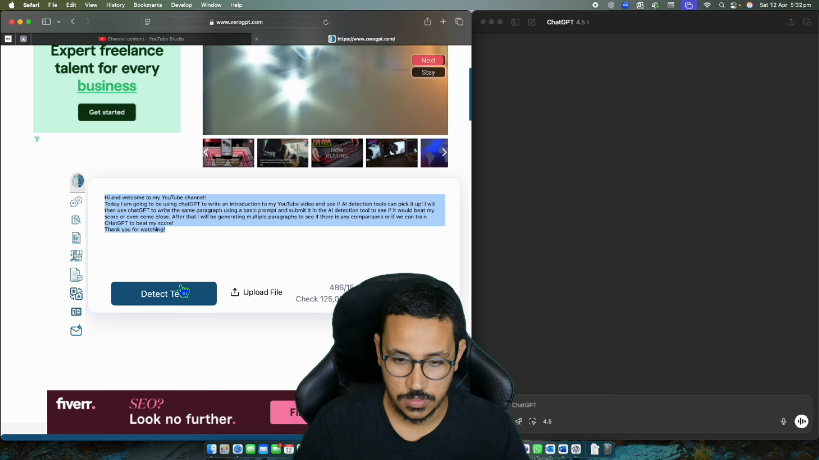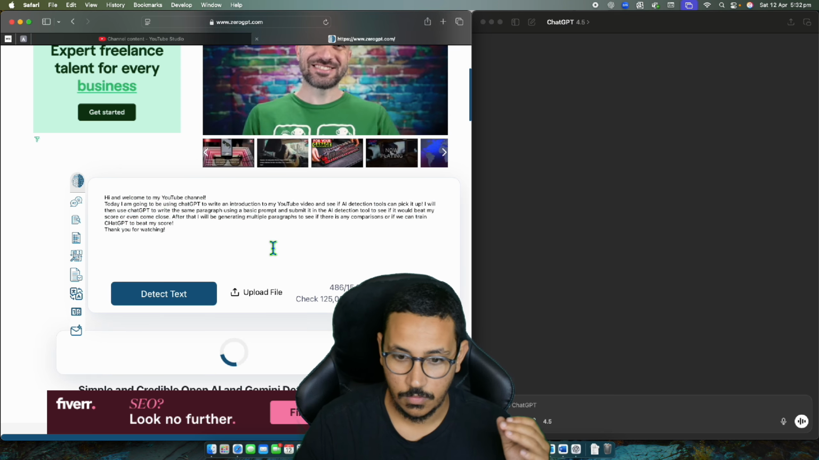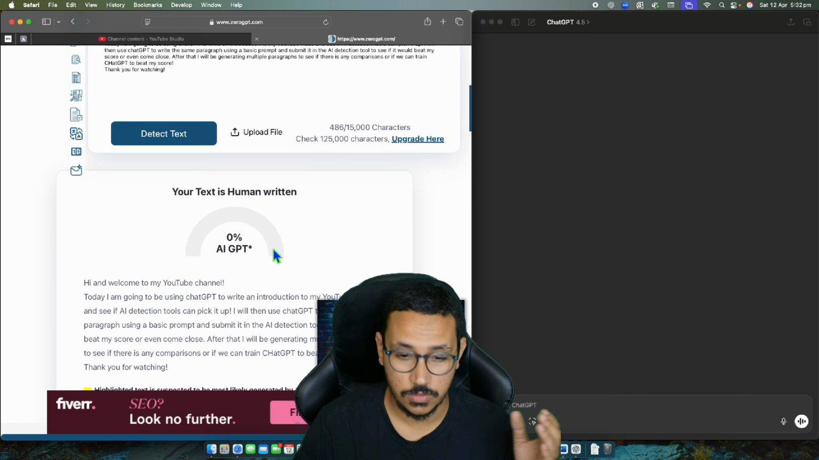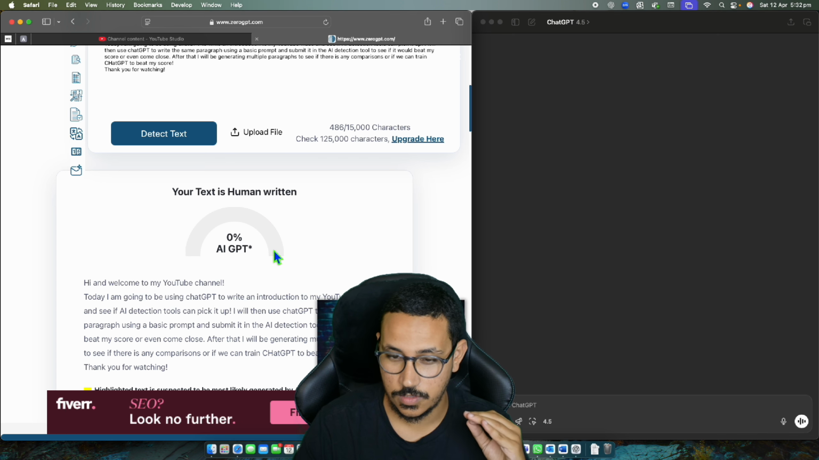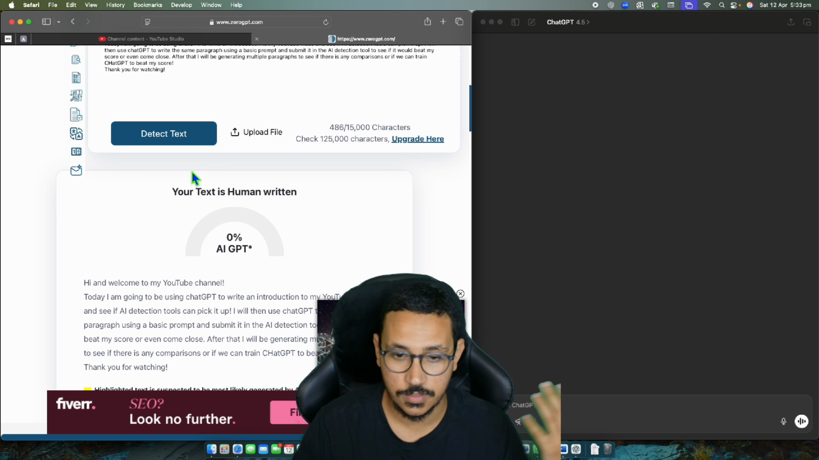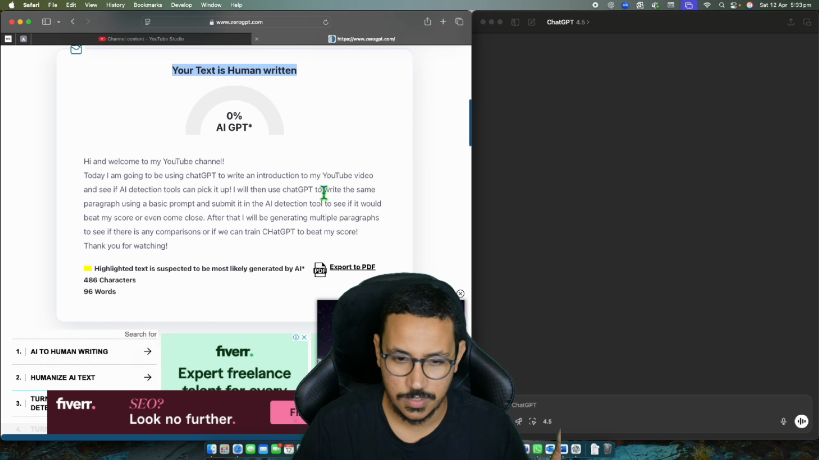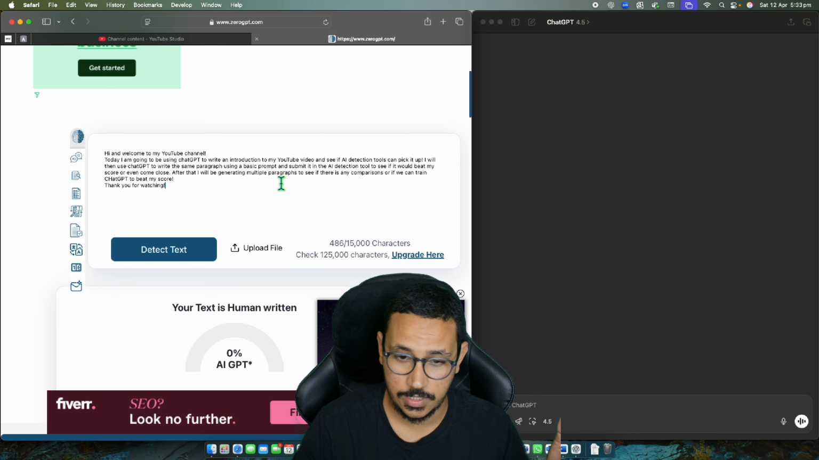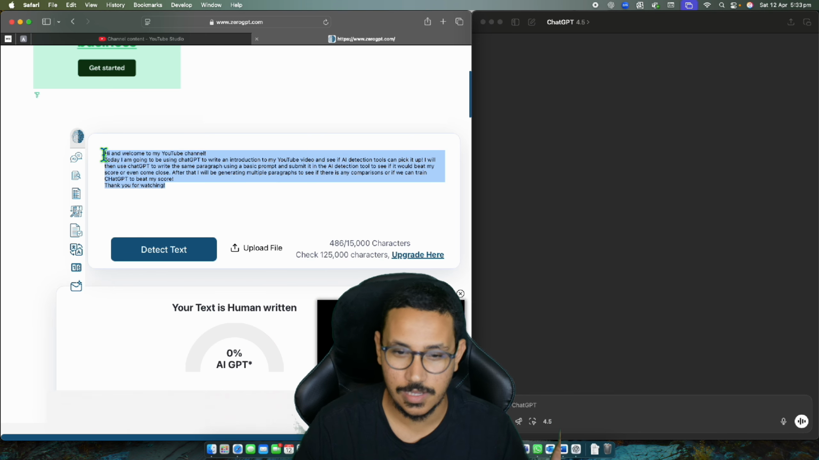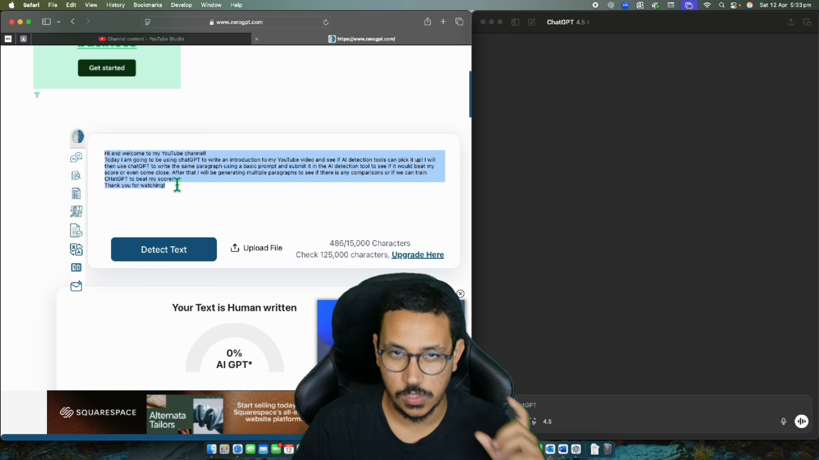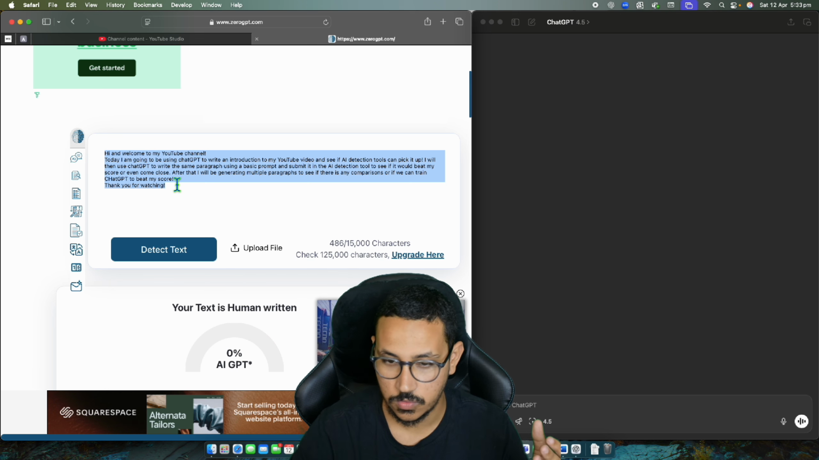Very simple, very easy. I'm going to click detect text and let's have a look at what it says. So wow, okay, it said 0% AI GPT. So there is a 0% chance this was generated by AI. It says your text is human written, which is actually amazing. I didn't get anything highlighted, which is actually making me really happy. But also I think that's because my quality of English is actually bad. Like, I think if my writing was much better, if I was able to put better grammar, use better words and so on, I think this would have received a higher score.